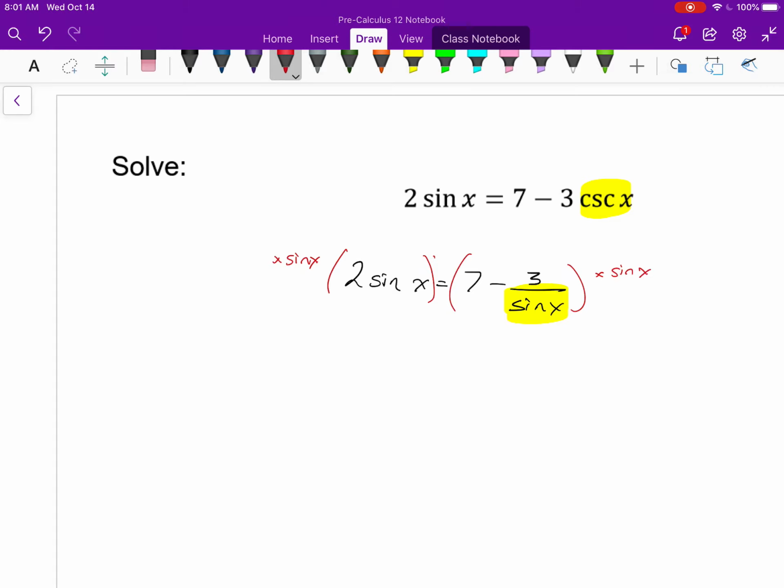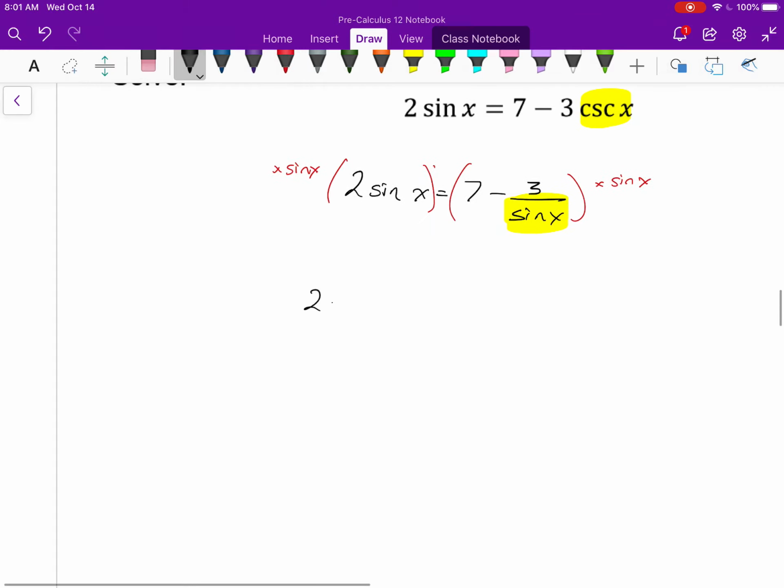Just gotta make sure I multiply everything by sine x. So if I do that, I have 2 sine squared x on the left-hand side. On the right-hand side, I have 7 times the sine of x minus 3. So sine x cancels out.